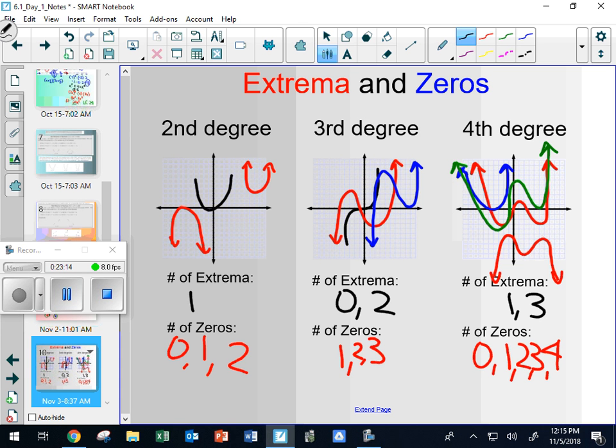Your third degree basically has just even numbers of extrema. And your fourth degree only has odd numbers of extrema. Right?